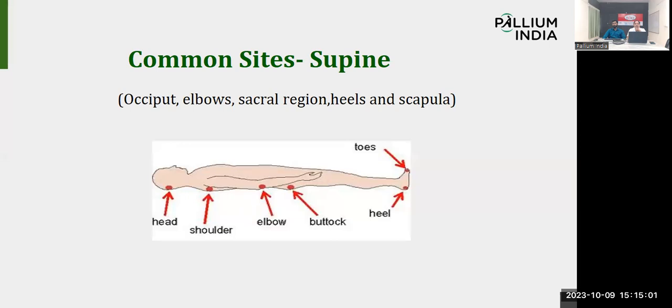So every 2 hours you have to change the position, and look at the bony prominence areas for any kind of redness. And if you see redness, then what do we have to do? We have to rub it. If it's a mild redness, rubbing is okay.